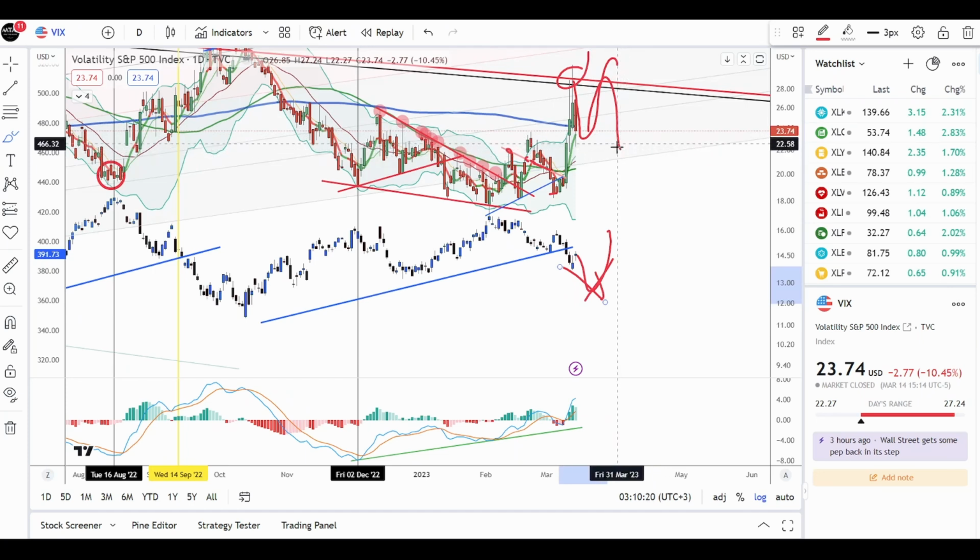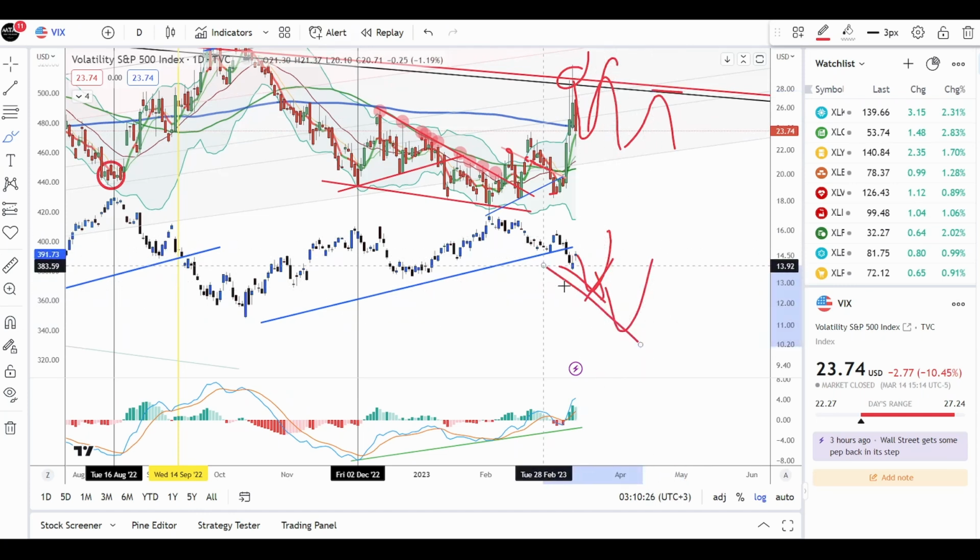Then very likely the VIX will move back up, form another lower high, and the S&P will likely make another lower low, forming another significant divergence and another significant counter trend rally.